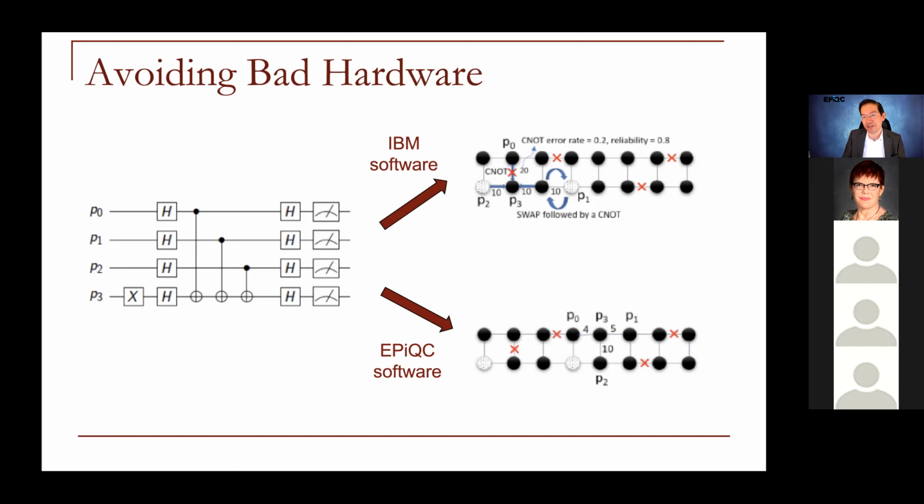All right, so if you take IBM software and you map it to one of their machines, you'll get the thing on the upper right. On the upper right, you can see the P0 through P3 qubits are mapped to different dots, which represent qubits. And what the IBM machine tries to do is keep those qubits close together. But it's not aware of the fact that you might have qubits that aren't so good. And here we've drawn those in as gray circles. And you might have some links between qubits where doing an operation between those 2 qubits is not so good.